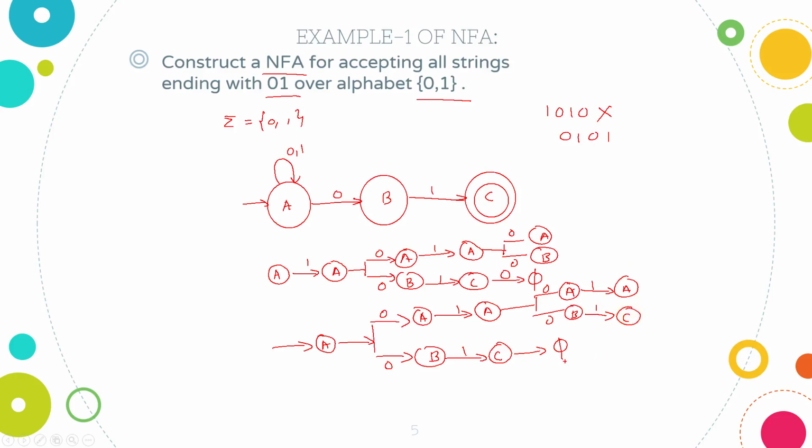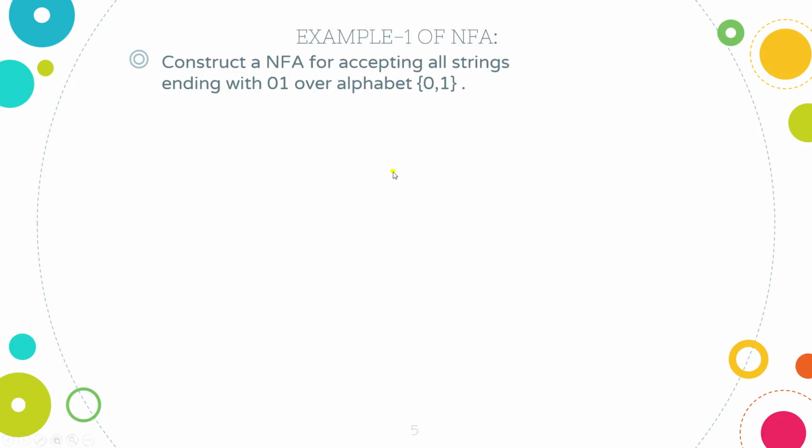Now, are any of these states final state? Yes. C is a final state, correct? So hence this string is accepted. Okay. So this was the example for constructing an NFA that accepts all the strings ending with 0, 1. Alright. Now let's try another example. Now we have to construct an NFA for accepting all strings starting with 1 over the alphabet 0, 1.